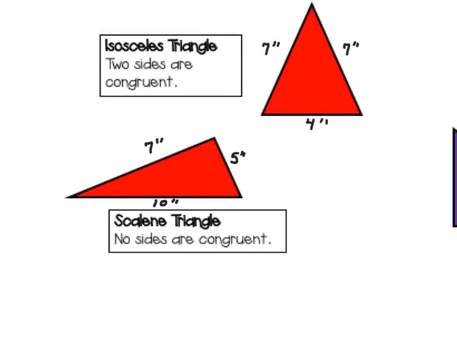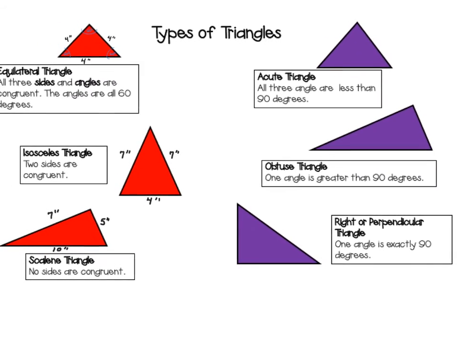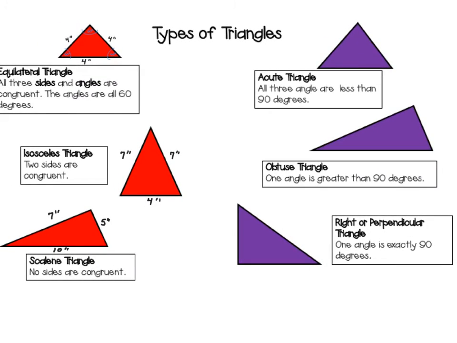Alrighty, my friends, let's move on over here to the other types of triangles that are categorized by their angles. Now, the first one you have is an acute triangle, and that means all three angles are less than 90 degrees. So if we look at each one of these angles, they're all going to be less than 90 degrees.